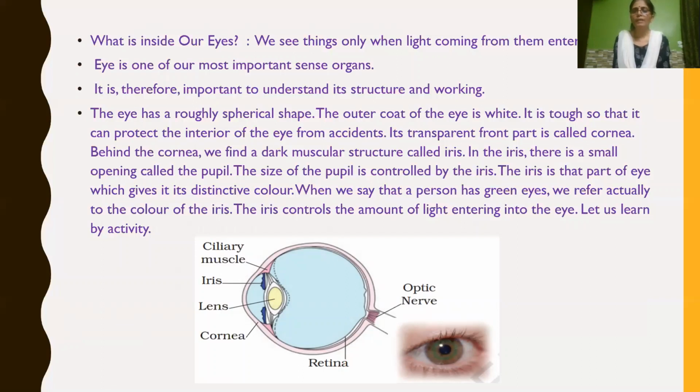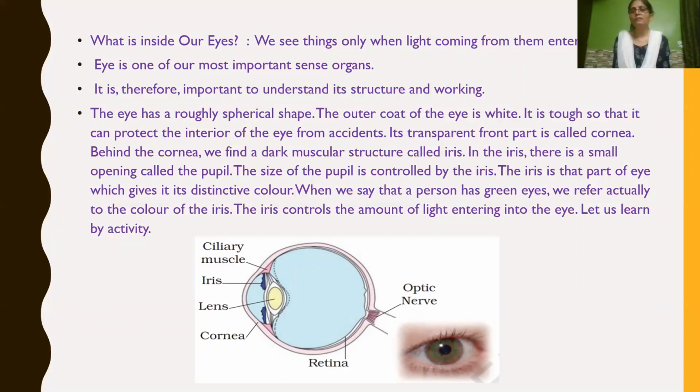Its transparent front part is called the cornea. And behind the cornea, we find a dark muscular structure called the iris. In the iris, there is a small opening called the pupil. And the size of the pupil, that is the opening, is controlled by the iris.